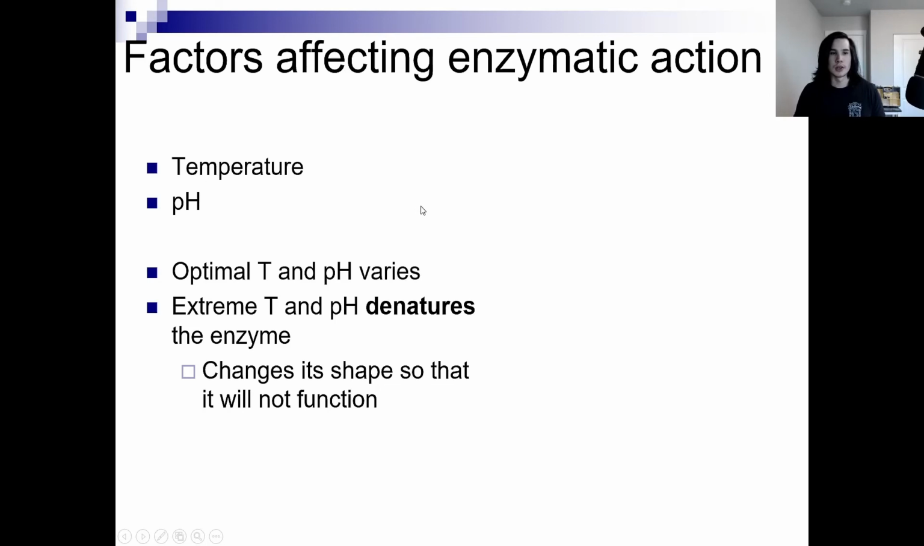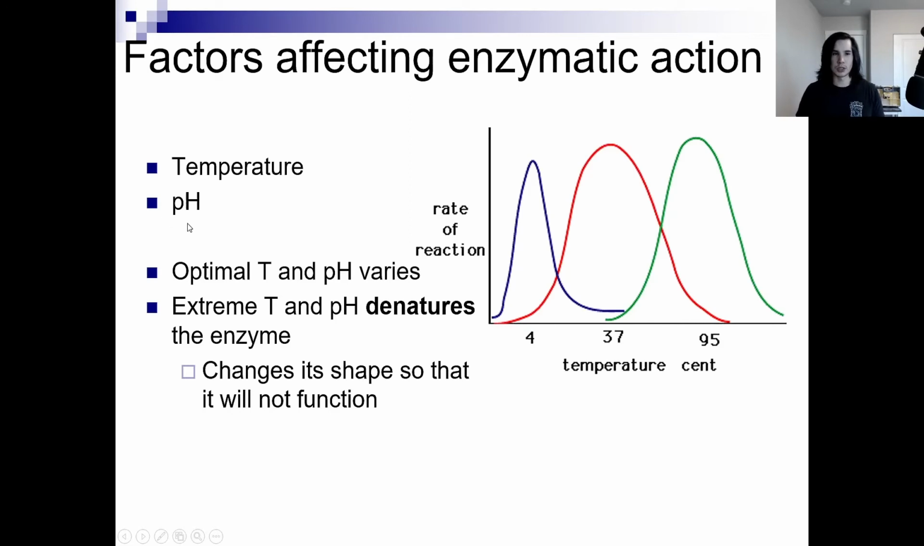So there are two major factors that will affect your enzymatic action. That's going to be temperature and pH. So each individual enzyme will have a sweet spot for what temperature it prefers and what pH it will work optimally in. So optimal temperature and pH will vary depending on what type of enzyme you're talking about. So let's say we've got this chart. The x-axis is your temperature in Celsius or centigrade, and then your y-axis is the rate of reaction.